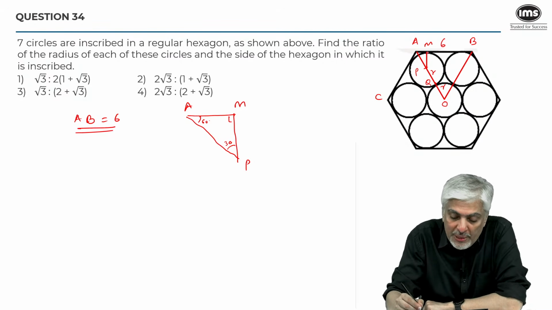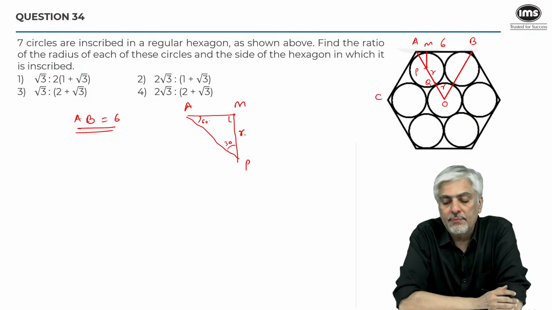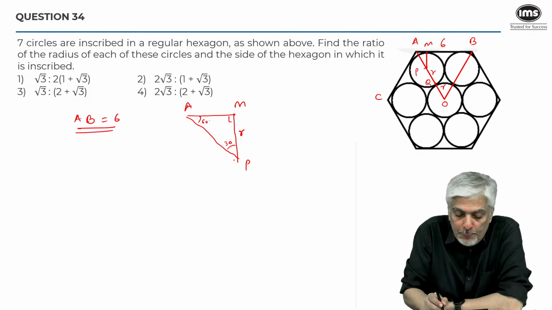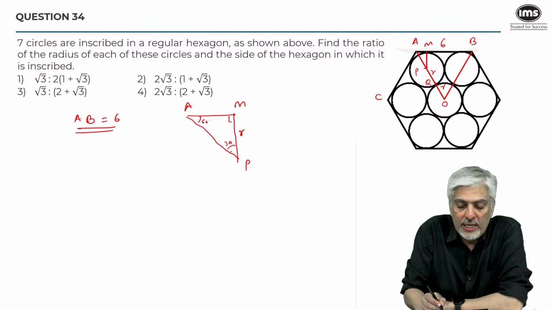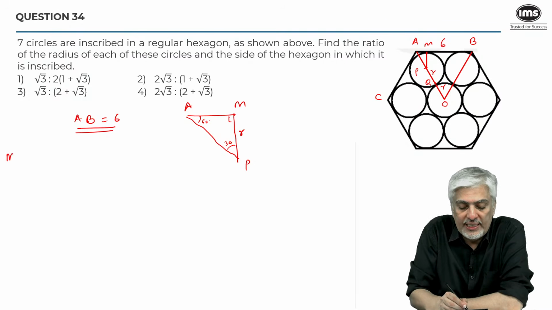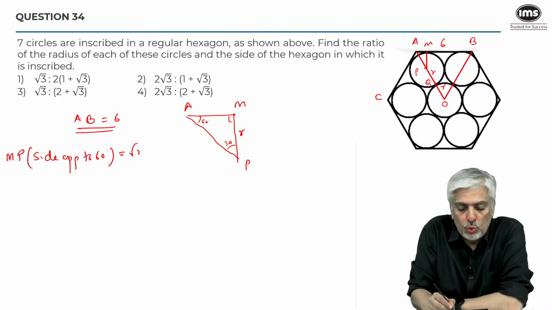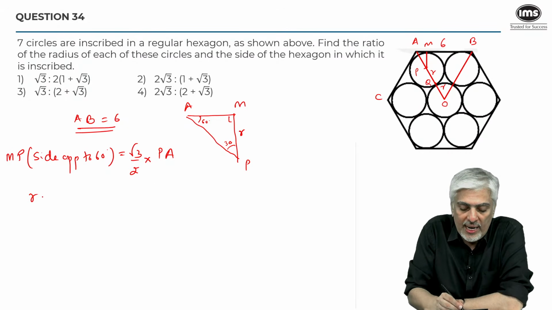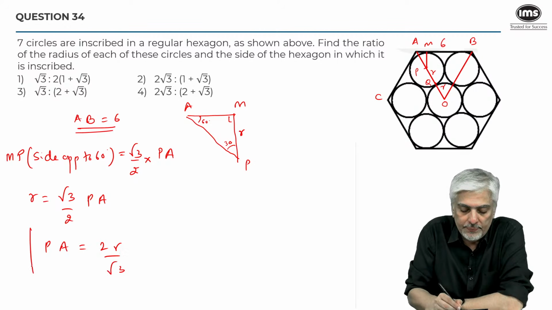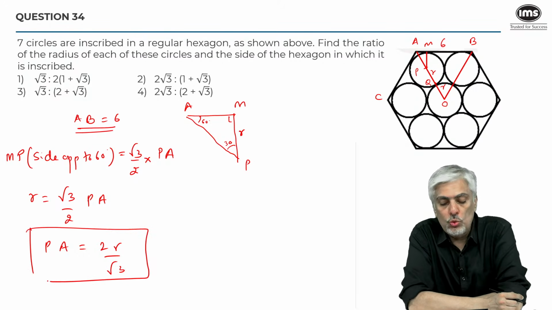And PM is R. I want to find PA, which means I want to find the hypotenuse. What is the formula for the side opposite to 60? PM is the side opposite to 60 degrees, which is root 3 upon 2 of the hypotenuse, that is PA. So R is equal to root 3 upon 2 of PA. So PA is 2R upon root 3.